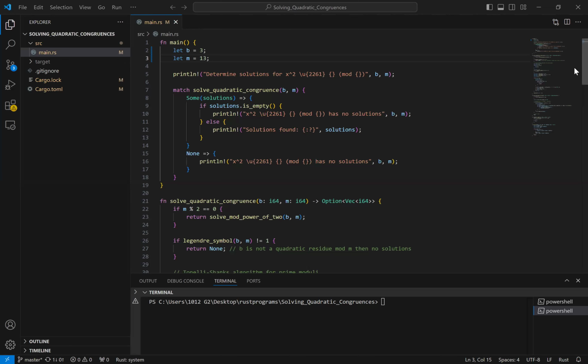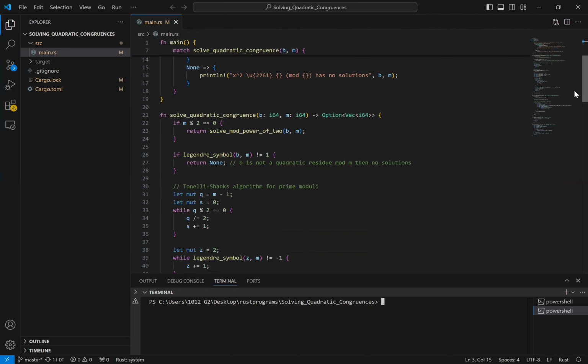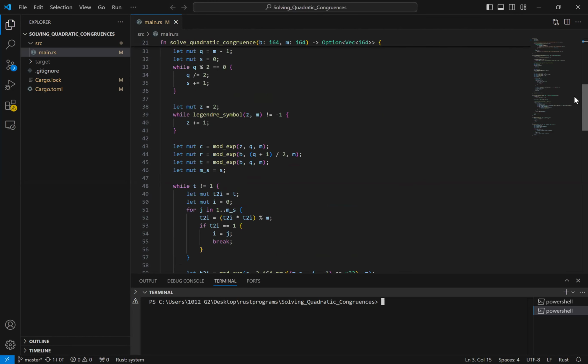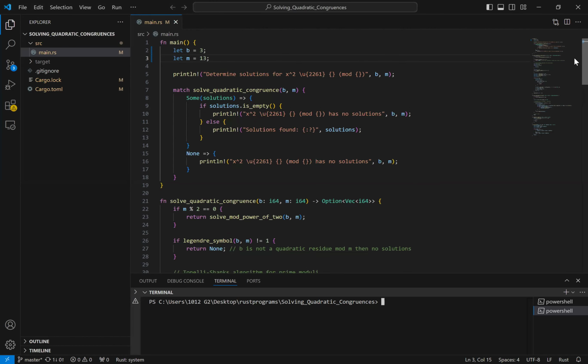I have another one here. If I wanted it to just give me which numbers have square roots, I give it a number. For instance, this code, I call it solving quadratic congruences. Here I'm asking it, what are the square roots of 3 mod 13? It's supposed to give me the square roots of 3 as 4 and 9, for instance.